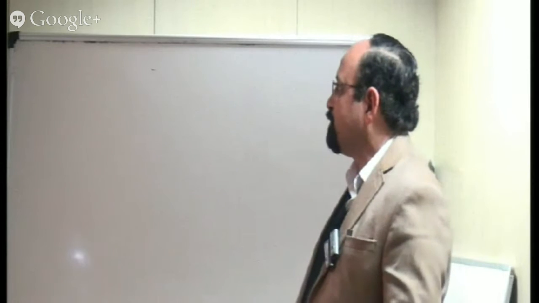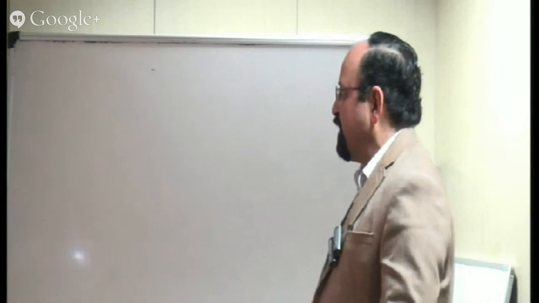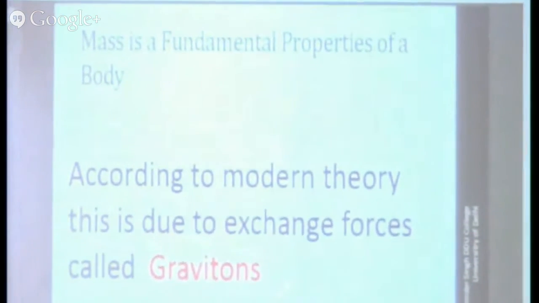But what this mass in fact is doing when we talk about gravitation, how the gravitational force comes into existence when the body is possessing a mass. This of course is a very basic and fundamental question. Modern theory says that there is an exchange phenomenon. There are exchange forces basically, and these exchange forces are because of what we call gravitons.